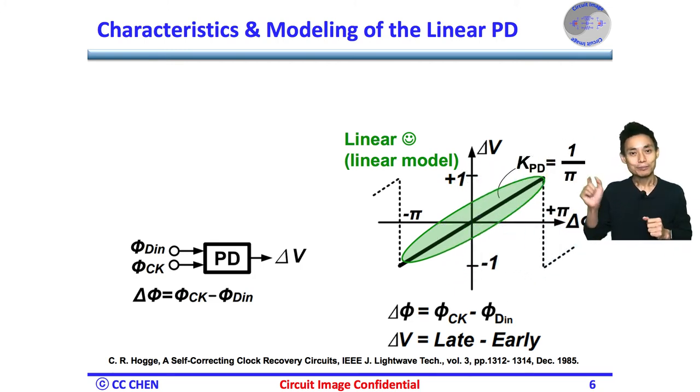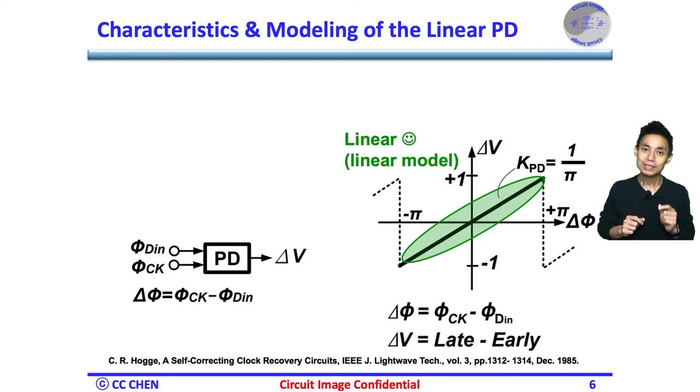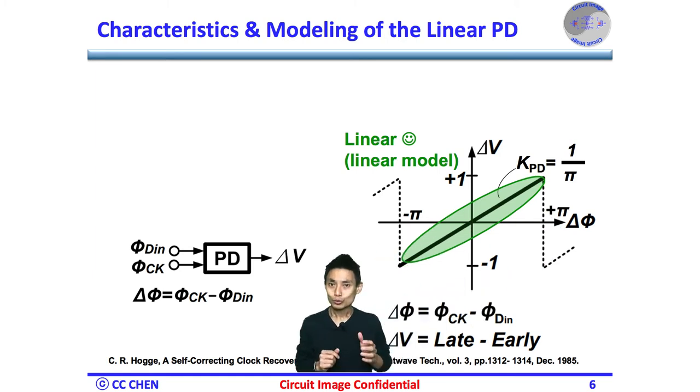Lastly, the PD's gain would be simply delta V divided by delta phi, which is 2 over 2 pi, or 1 over pi. Pretty linear, right? So the whole CDR model can be developed easily in a system design, in addition to the characteristic and modeling benefit of the linear PD. Do you see any other benefit in having the linear PD? Think about the settling behavior for 5 seconds.